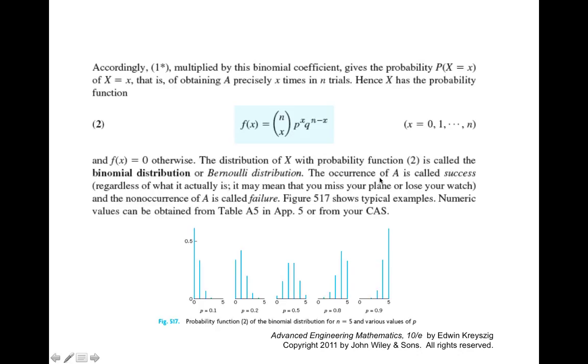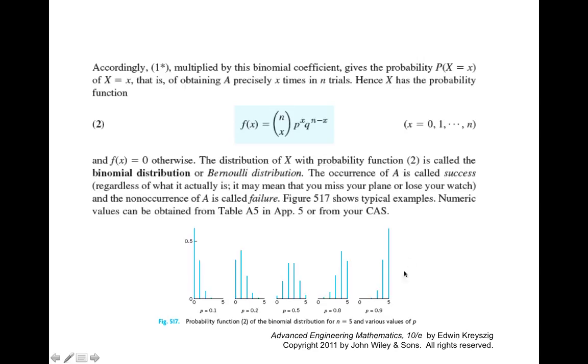The occurrence of A is called the success, and the non-occurrence of A is called failure, and that's just statistical language. So Figure 5.17 shows some typical results. This is the probability function for the binomial distribution for n equals 5 and various values of p.